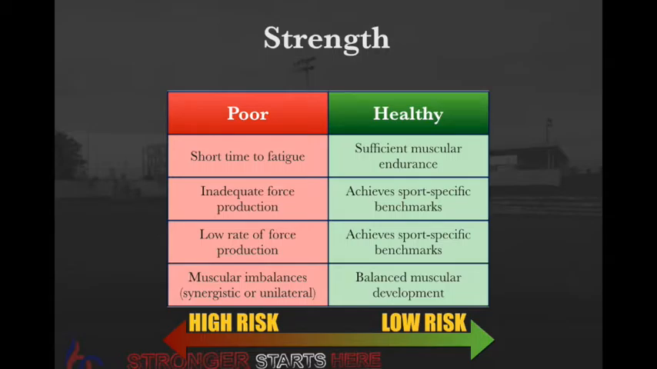That kind of goes for the power category as well. So people who had a lower rate of force production as tested by things like a vertical jump or an Olympic lift, we have athletes achieving those same sport-specific benchmarks. And then lastly, with respect to muscular imbalance, we don't really see that in people with healthy levels of strength.